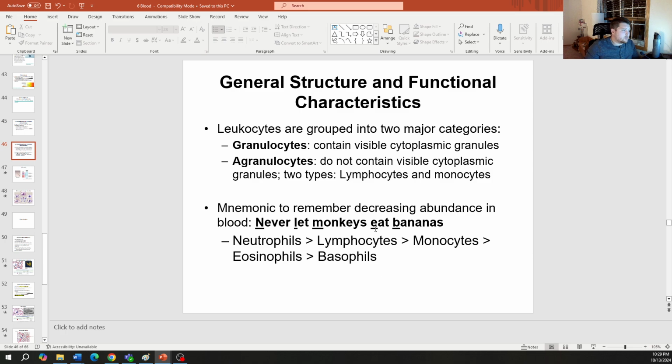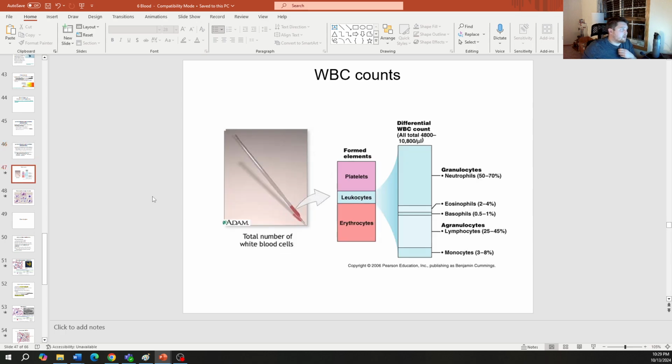Again, make sure that you familiarize yourself with this terminology, especially eosinophils, because this is going to come back next trimester in Biochem 2. We're going to really dive into eosinophils, how they're produced, what goes on, that whole category. And we need to have a solid foundation in order for that to make sense next trimester. Again, here is our order. So remember, never let monkeys eat bananas.